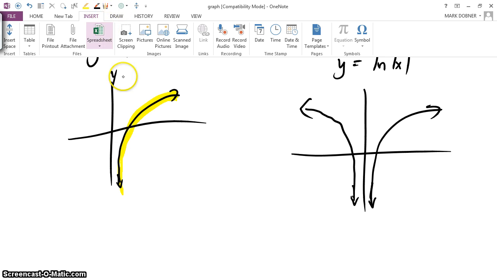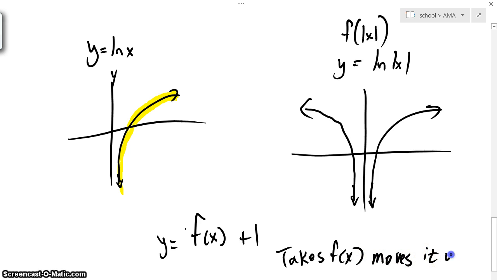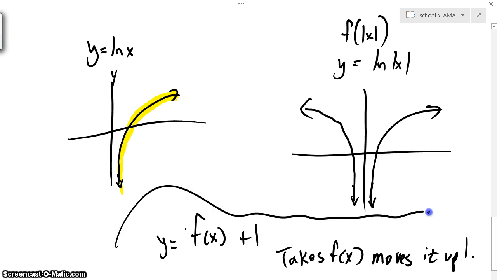This is something that we could talk about briefly. What happens if you were just adding a 1 to f of x? This takes f of x and moves it up 1. It's not an X-file situation here. We dealt with addition and subtraction of numbers when it was inside the parentheses right next to x. But if you should ever have an addition or a subtraction outside that's affecting the y-coordinates, all your y-coordinates would have a 1 added to them.